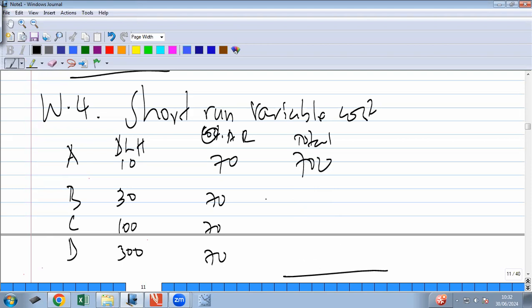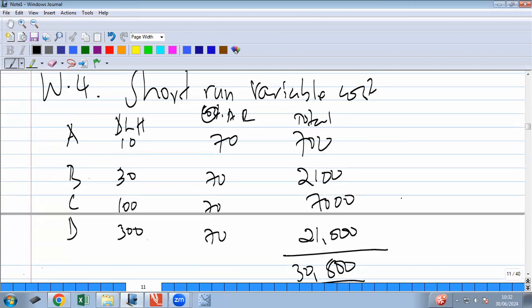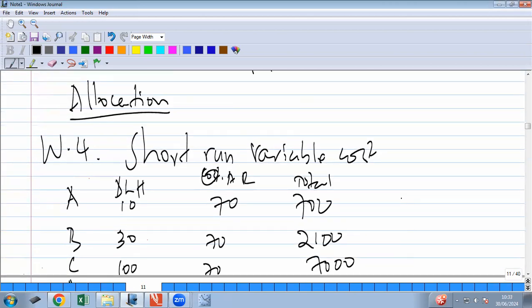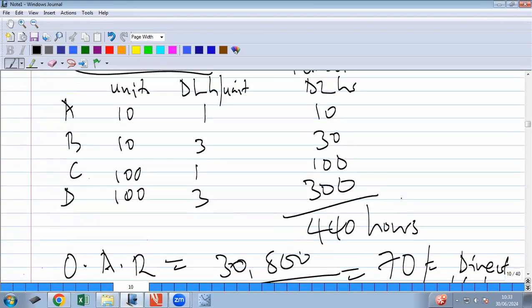This is 700. This is 2,100. This is 7,000. And this is 21,000. So how do you test that you're correct? If you add the total of this, you will come back to 30,800, right? Let's transfer this to our working.